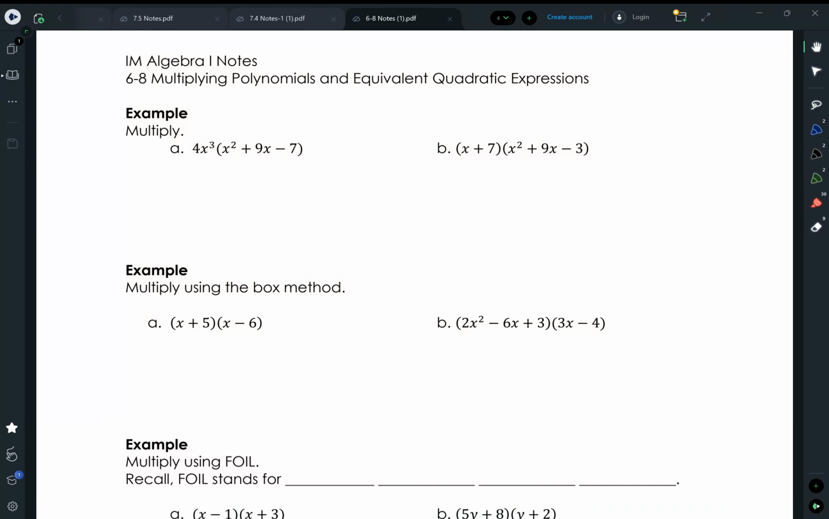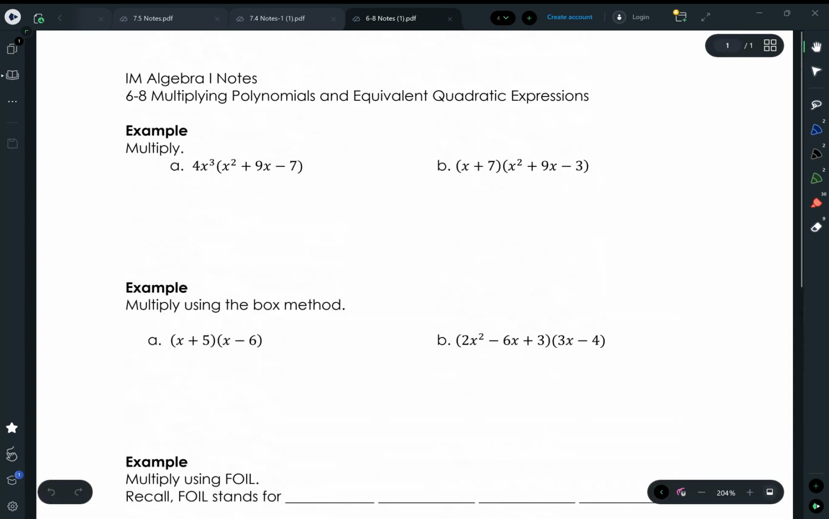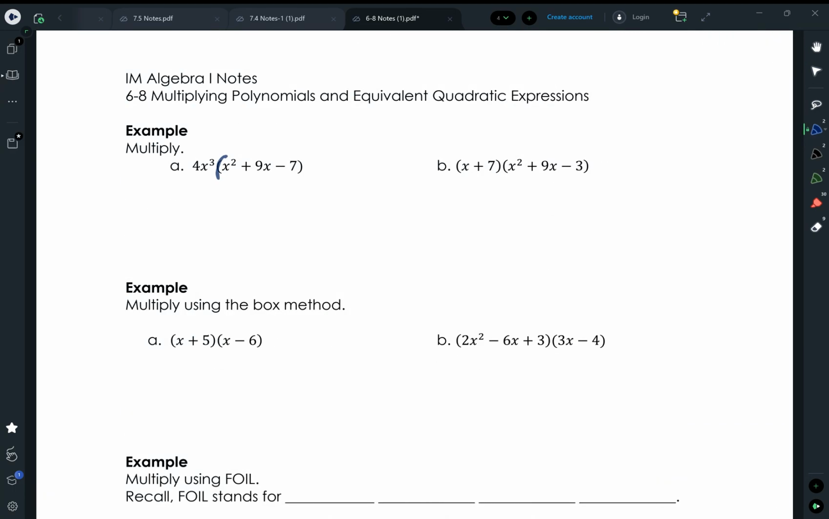So when it says multiply, I can see here I have this 4x cubed. So this is how my brain is looking at it. I notice right away I have parentheses, and then I have this term in front of my parentheses, that 4x cubed. There's no plus or minus there. It's something in front of the parentheses that is being multiplied. So my brain tells me, hey, I need to distribute that.